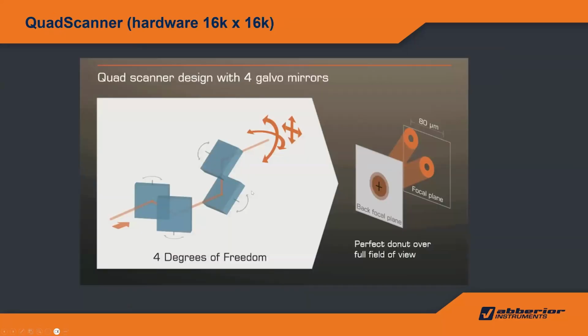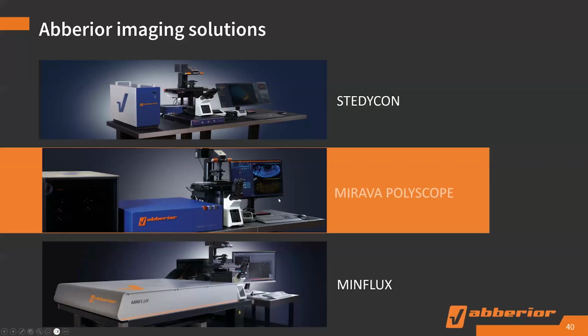Then we have a very good quad scanner. In all the commercial systems, you have two mirrors, X and Y, and then we have 4. In all the commercial confocal systems, the mirror scanning resolution is 4K normally, maximum 8K. We have 16K. We have 4 mirrors at 16K to provide the perfect optical quality of a STED. That's our scanner in our system. So all these 3 are in the Stedycon system.